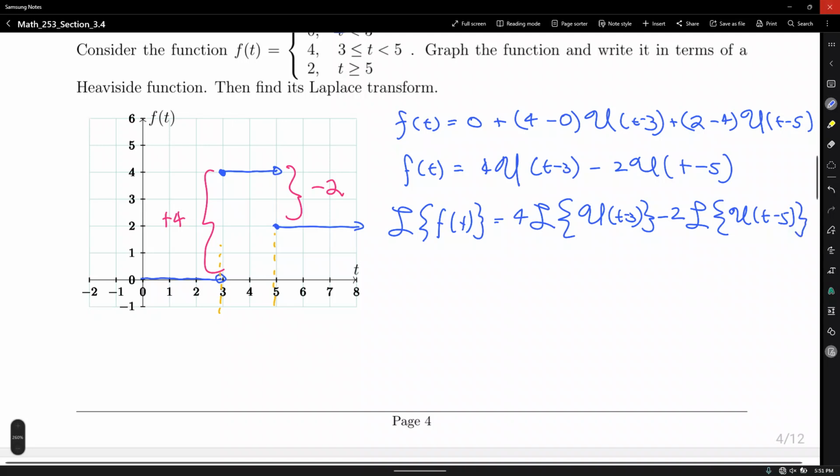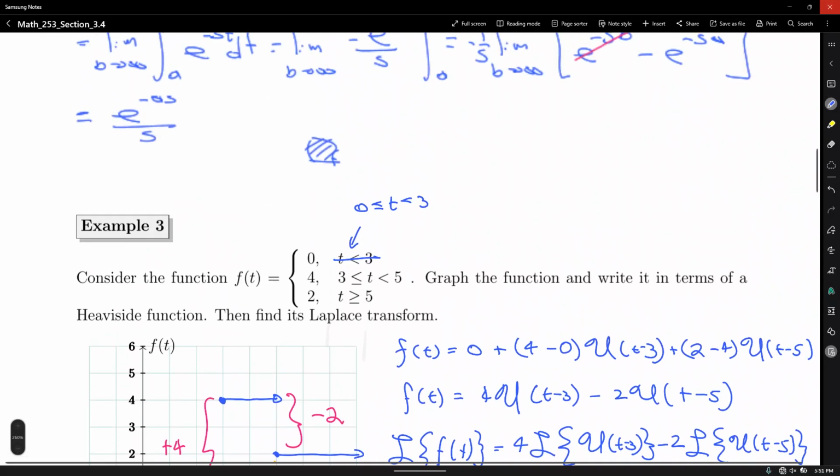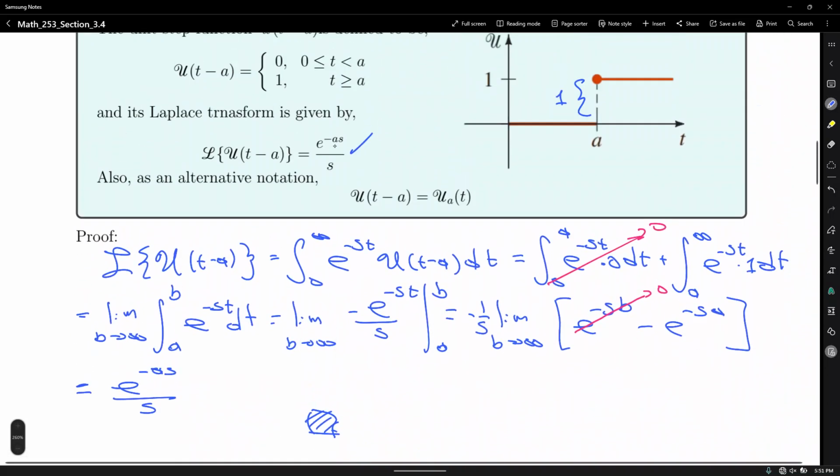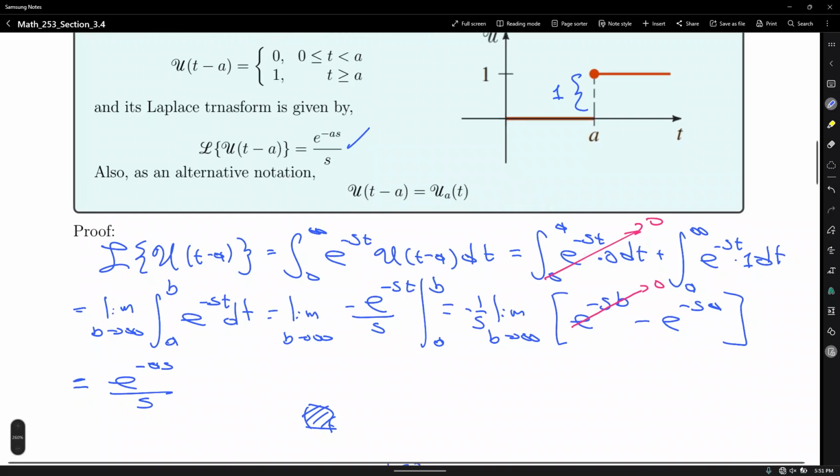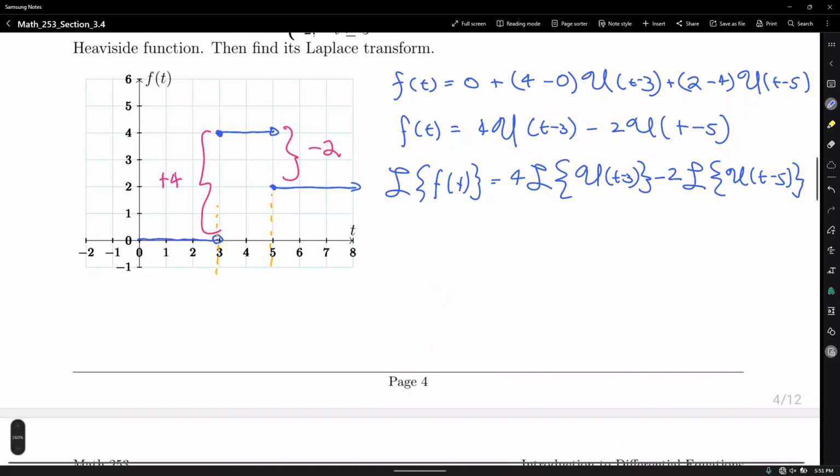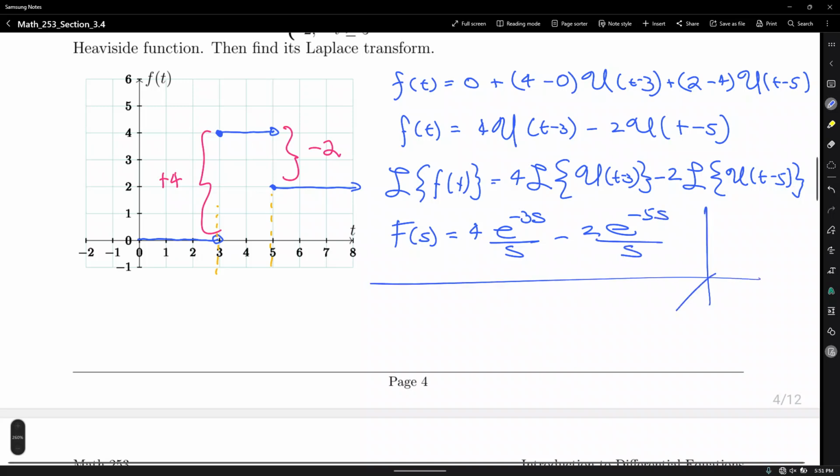Okay, so I'm not going to do the integral anymore, guys. We already have a formula for this: e to the negative as over s. That's it. Just identify the a. It's only the value where we have our different switches. That's all we do. So this is big F of s, equals 4e^(-3s)/s minus 2e^(-5s)/s. Final answer. That's it. Right.